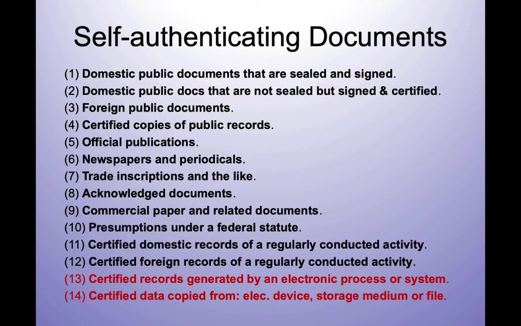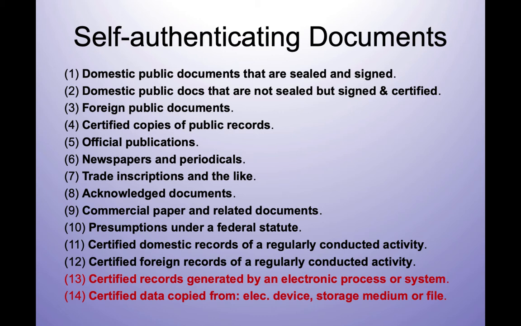Domestic public documents that are sealed and signed, and these are typically court records. They are sealed and not really generally available to the public. Also, public documents that are not sealed but signed and certified. A city clerk might certify the transcript or the agenda from a city council meeting. Foreign public documents, and it depends on the foreign government. Certified copies of public records.